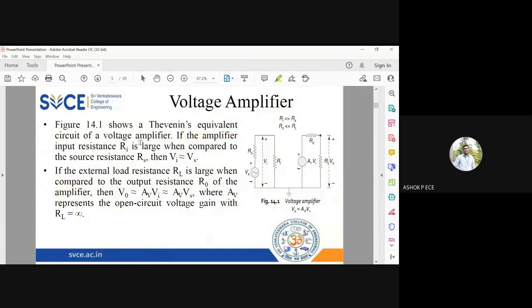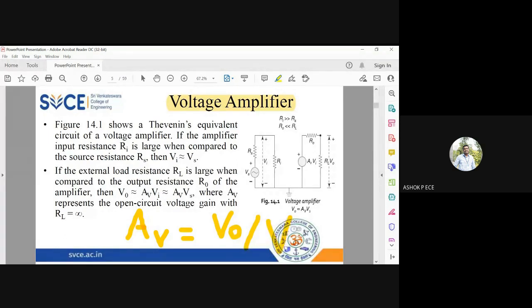Amplifier. The first thing, voltage amplifier. See, for a voltage amplifier, the main parameter you find is gain. Voltage gain AV is given by V out by V in. So you know the formula for voltage gain is V out divided by V in.